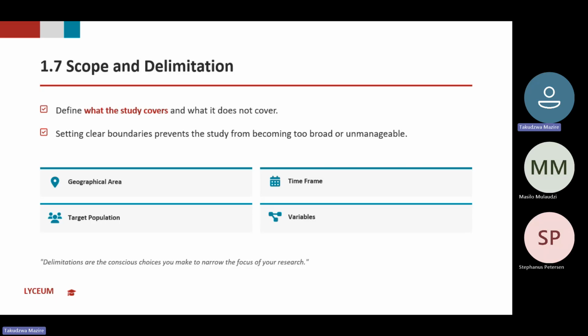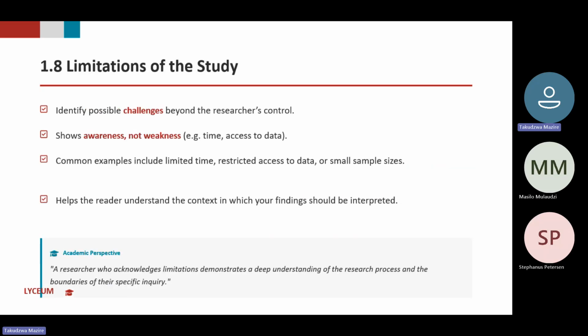Now, as we know, we are only human, and like we said, our time is limited. This brings us to this important topic, which is the limitations of study. You are only human and you can't control everything. That's the nature of research. Picture yourself in a lab. If you do the test, whatever the outcome is, you have to write it down. That is, I think, the beauty of research: to understand that you have limitations, and that your research is certainly influenced by certain limitations.